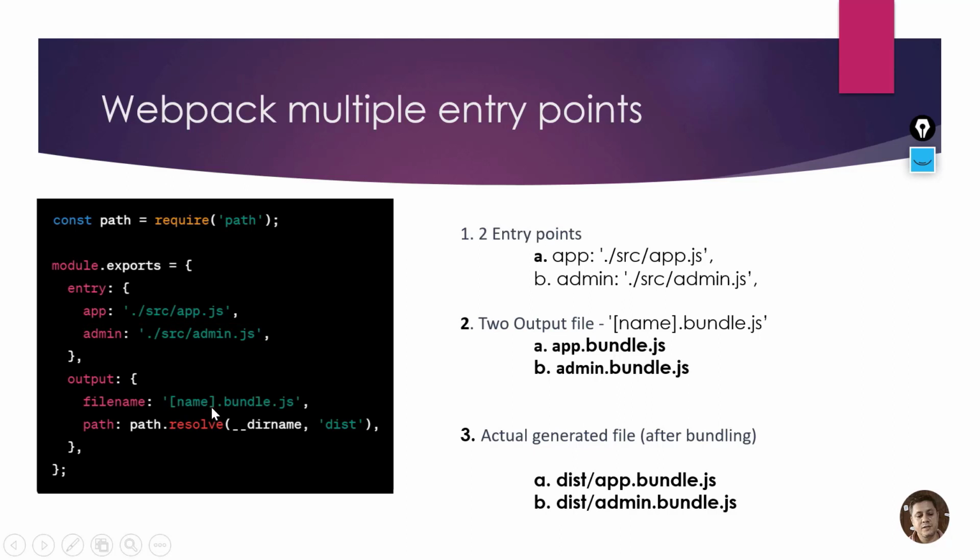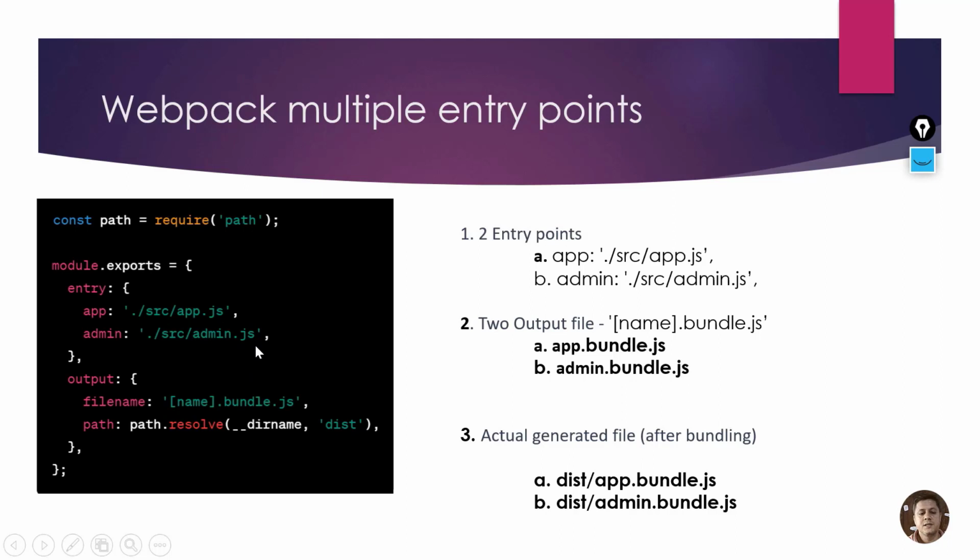And the output will be similar. The filename will be this bracket name. Always understand this name will replace the entry name. Like you see on the right side here, app.bundle.js and admin.bundle.js. That means the output will be two files, app.bundle.js and admin.bundle.js.